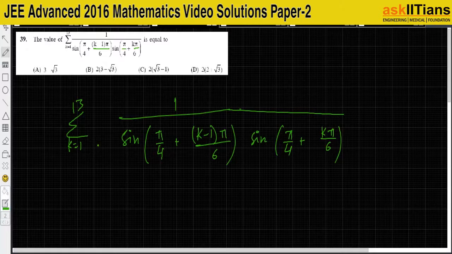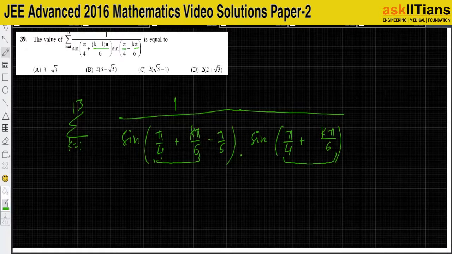See, we can see the denominator is sine of pi by 4 plus, if I separate this out, k pi by 6 and minus pi by 6. So we can see that this part is exactly the same in both of them. If I subtract these two, what is the difference of these two angles? The difference is pi by 6, that is 30 degrees, and we know that sine 30 degrees is 1 by 2.